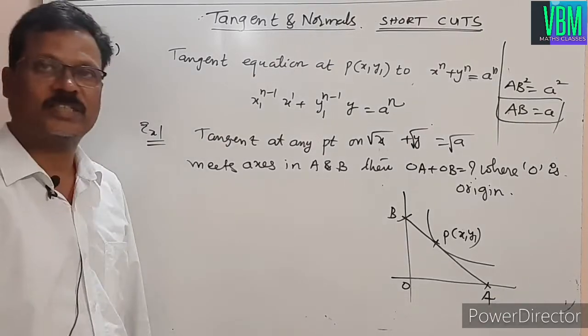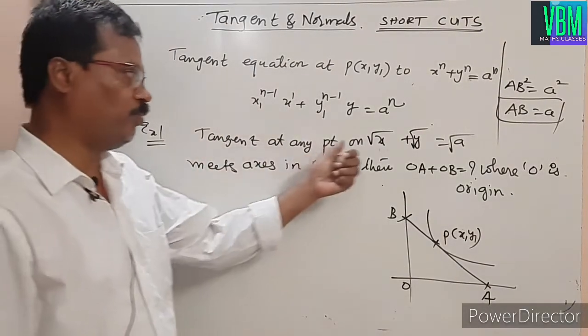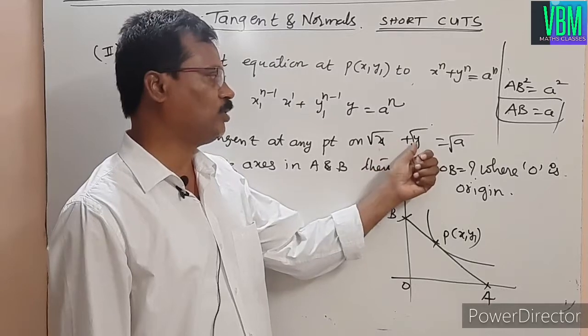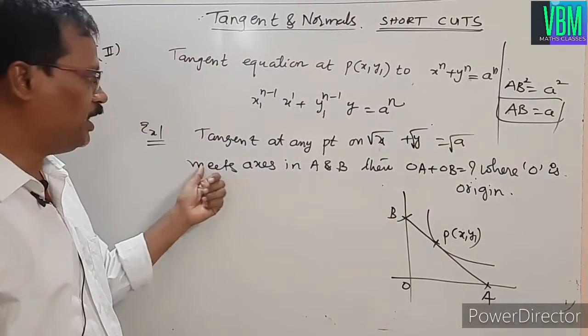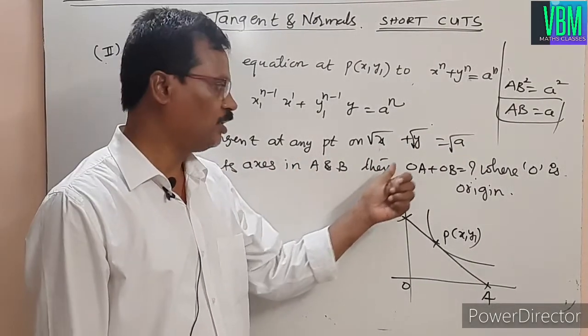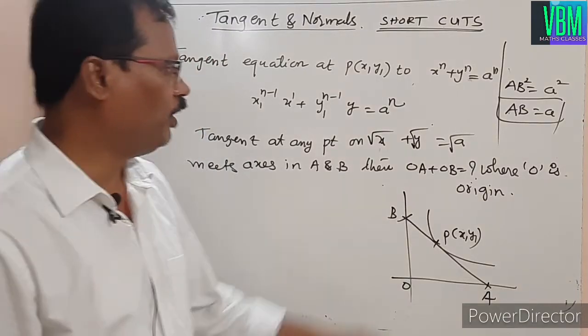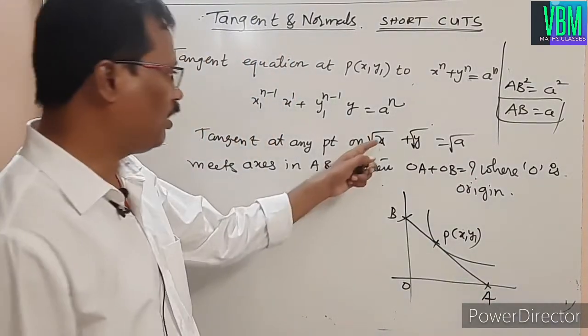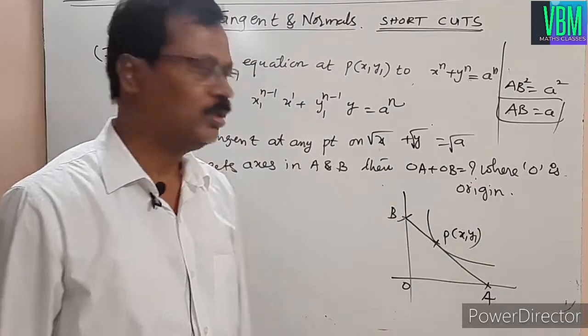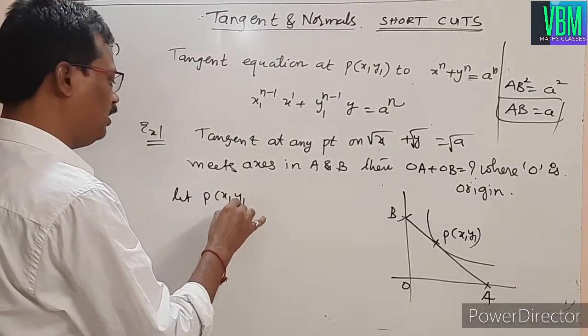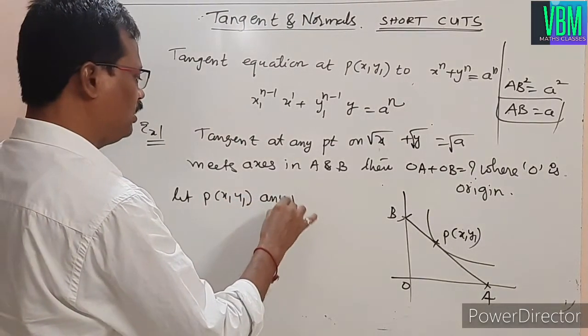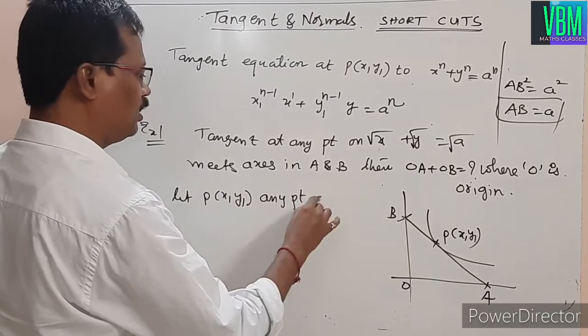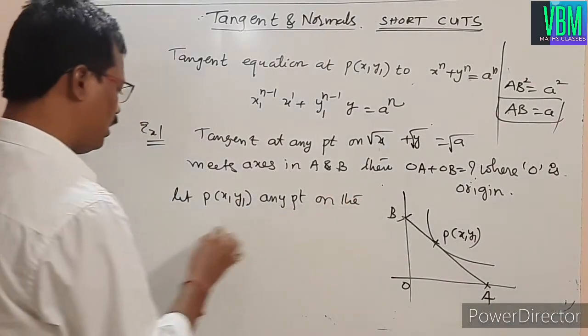Now see the next example. The tangent at any point on root x plus root y is equal to root a meets the axes in A and B. Then what is OA plus OB, where O is the origin? Now we are drawing the graph of this one. Let P(x1, y1) be any point on the curve.